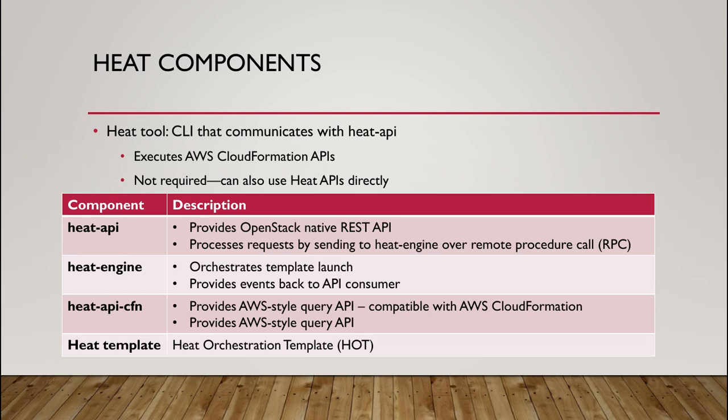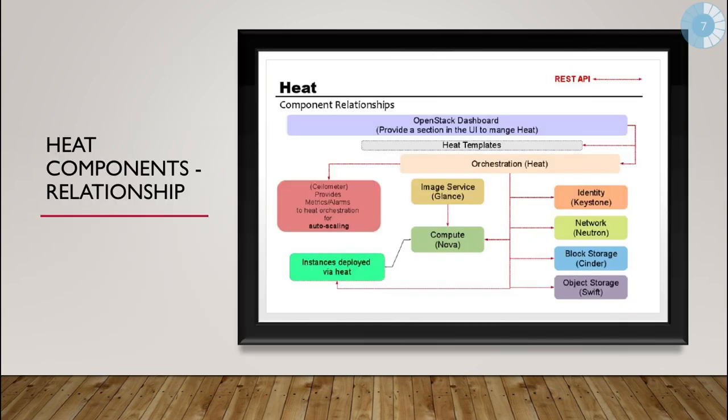And then it has a component called heat template. So heat template is nothing but the Heat Orchestration Template, or HOT, where you define the resources and their actions on Heat. So this is the component relationship, how it looks. So you have the OpenStack dashboard which provides a UI to manage Heat, then that talks with the heat template and also the orchestration service or Heat.